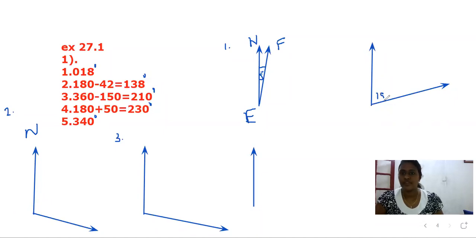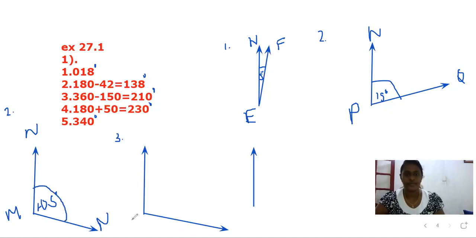This is 75 here, I have marked it here. This is north. The bearing of Q from P. And this is 105. The bearing of N from N. Okay, this is 105. Then the fourth one, 270.